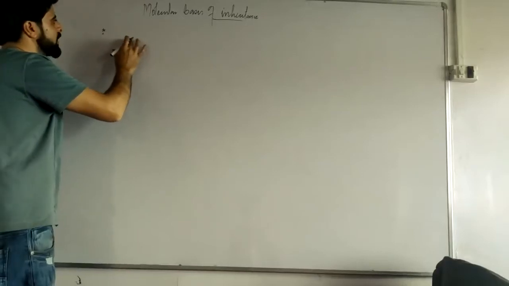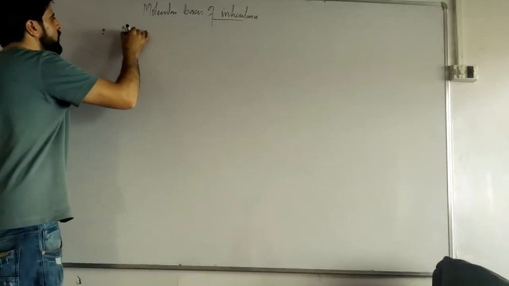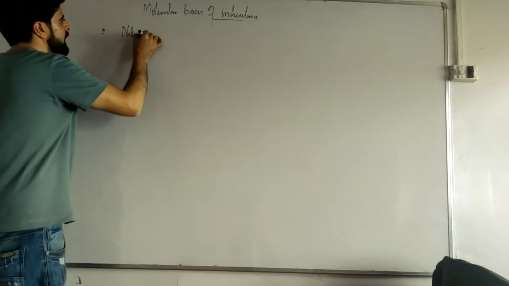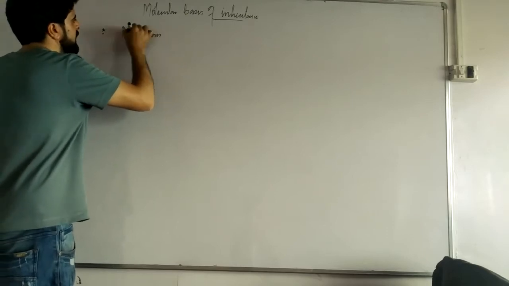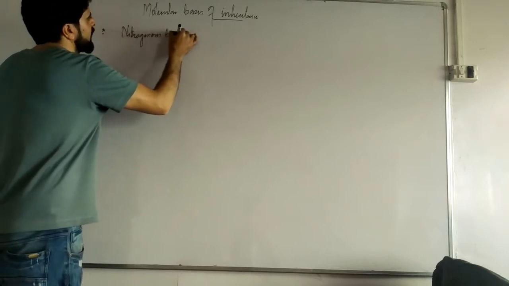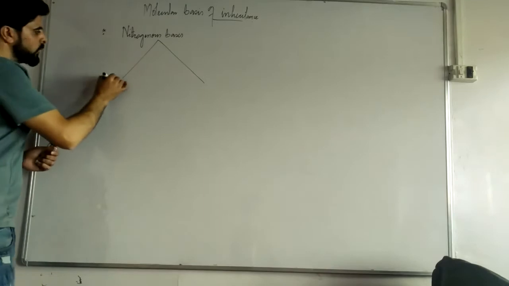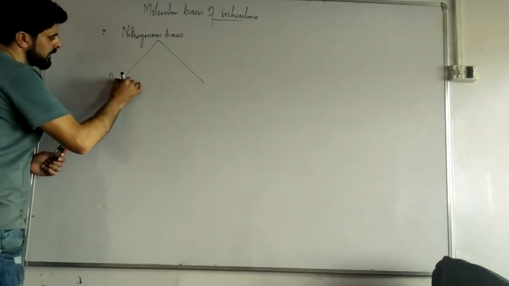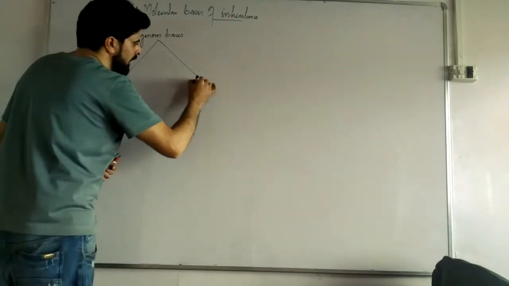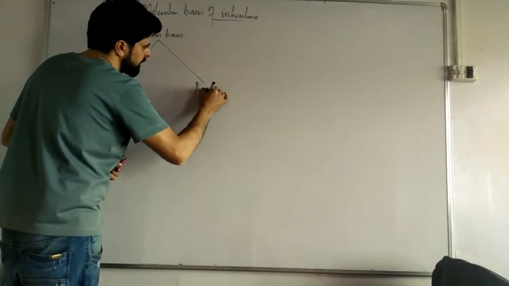...which are helping in the formation of nucleotides, that is the nitrogenous bases. Nitrogenous bases are actually nitrogen-containing compounds. We have two types of nitrogenous bases present in DNA and RNA. One is the purines, and the second is the pyrimidines.